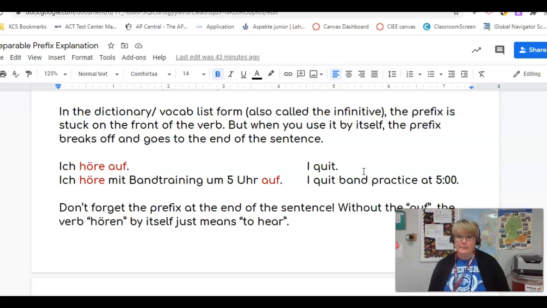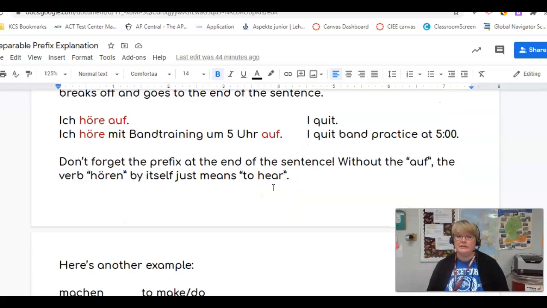Also don't forget that the prefix goes at the end of the sentence. If you forget the prefix, sometimes we do that. We're so focused on getting the ending of the verb right, we forget the prefix. And if you just read this sentence and you just said, Ich höre mit Bandtraining 5 Uhr, I listened to band training at 5 o'clock. See, that wouldn't work. The auf is super important here. It's the end of the verb, okay? So don't forget your prefixes.